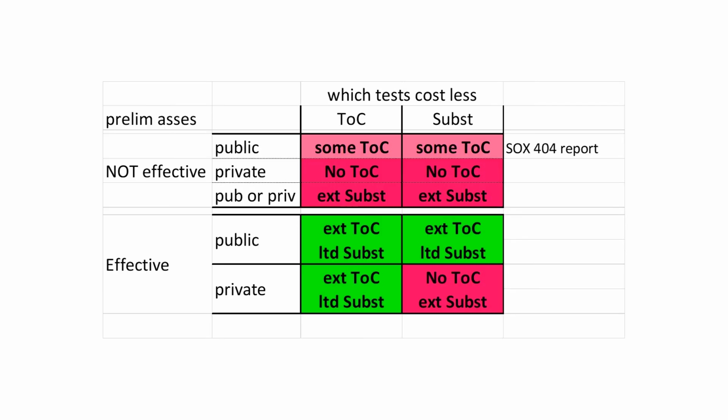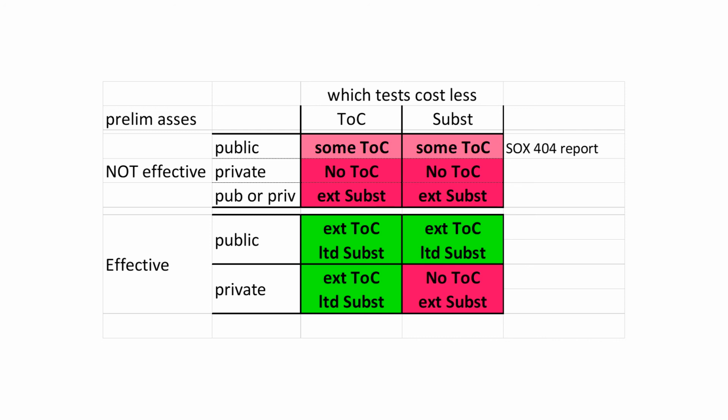So again, to me, once I get my head around it, there's really two approaches. Controls aren't effective, I'm going to take a primarily substantive approach. A little wrinkle there: some tests of controls for public companies because of SOX 404. Private companies, I don't need to do any tests of controls. In both cases, I'm going to do extensive substantive testing.